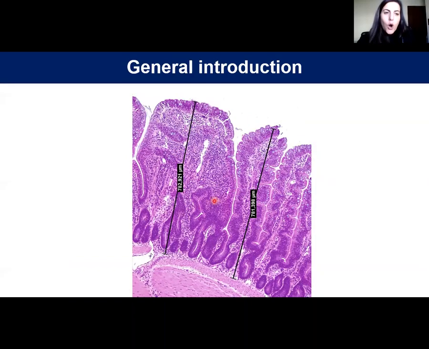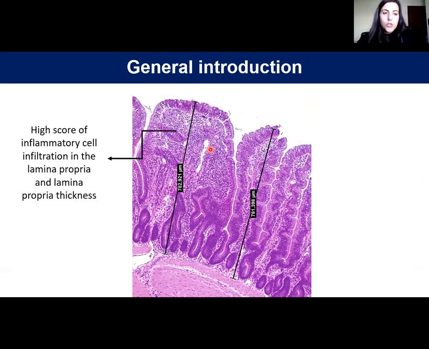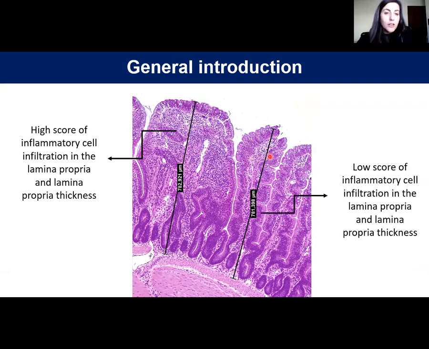But in the first one, all these purple points that you are observing are inflammatory cells. So the first one has a high score of inflammatory cell infiltration in the lamina propria. And the second one has a low score for infiltration and for lamina propria thickness. Of course, the first one is a villus more compromised compared to the other one, because all these proliferations could compromise this villus.